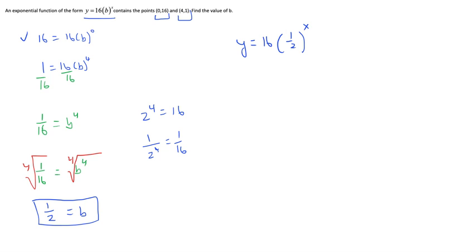And remember, the whole point of this is that each of these points should work when we plug them into the problem. What do we mean by that? If you plug in 0 for x, we should get a y value of 16 if you work everything out, which we do. Similarly, if you plug in the x value of 4 and work everything out, we should get a y value of 1, which we also do. So that's one way you can verify your work, by plugging in the points at the very end.